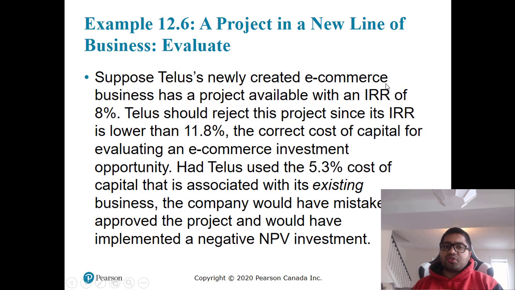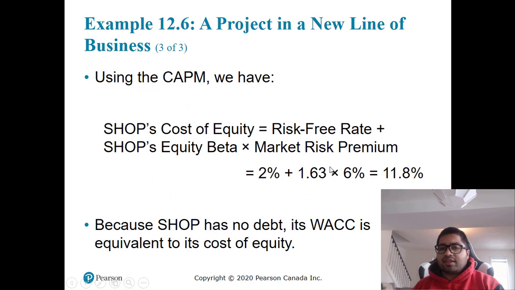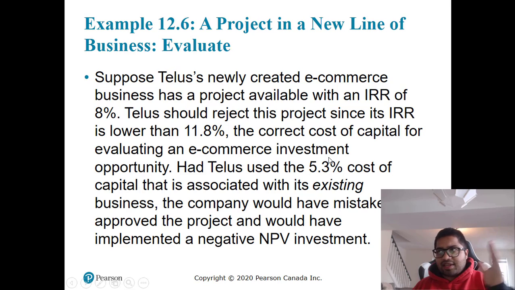So TELUS's new e-commerce business has a project with an IRR of 8%. So TELUS would reject the project because it is less than WACC. Any project that produces less than WACC is rejected. Any project that produces more than WACC is accepted. Had TELUS used 5.3% as the cost of capital, that would be the wrong way to do it because it's a new line of business.